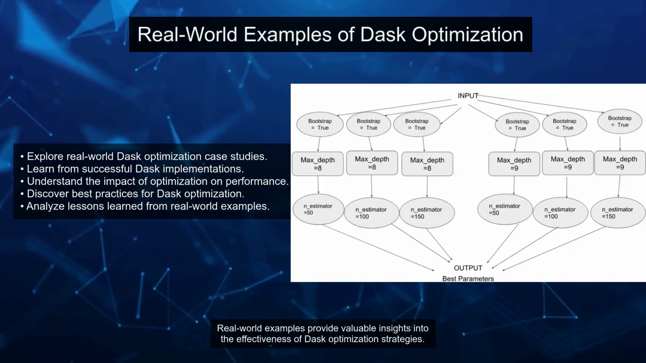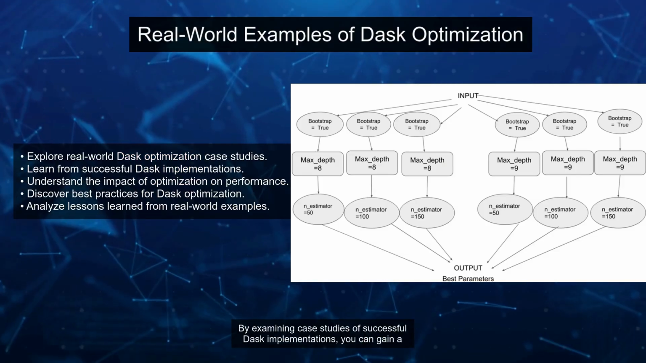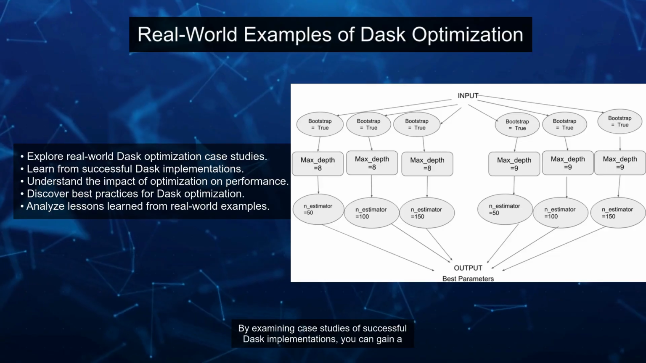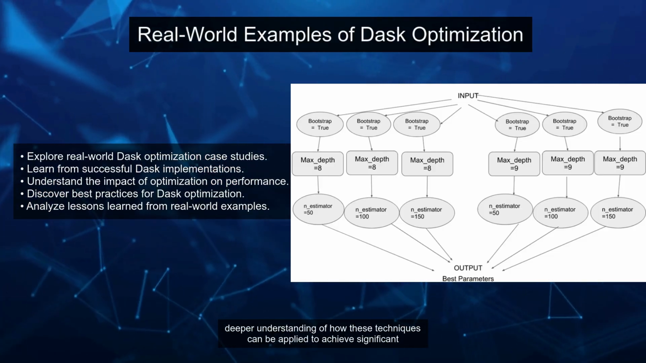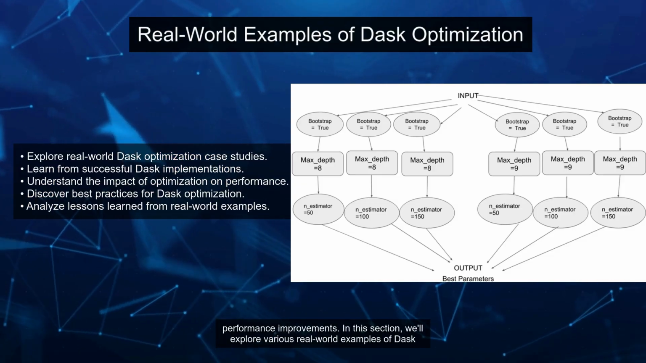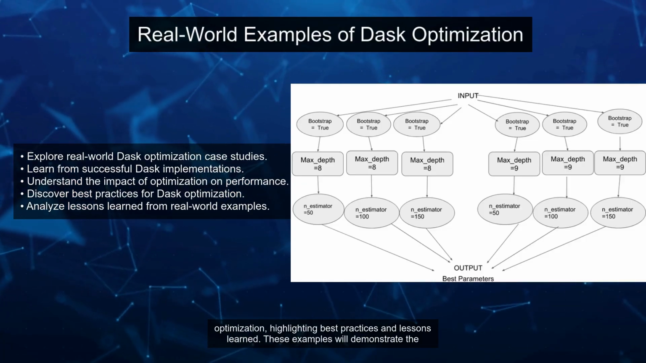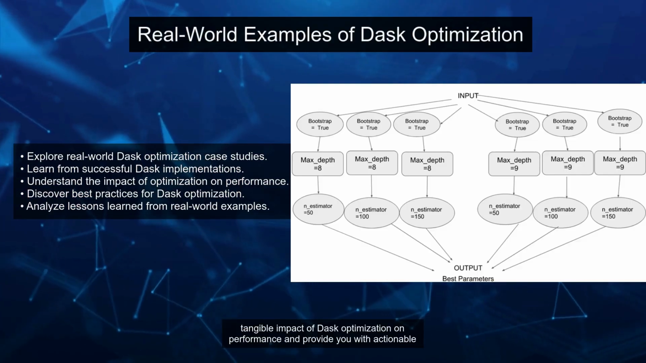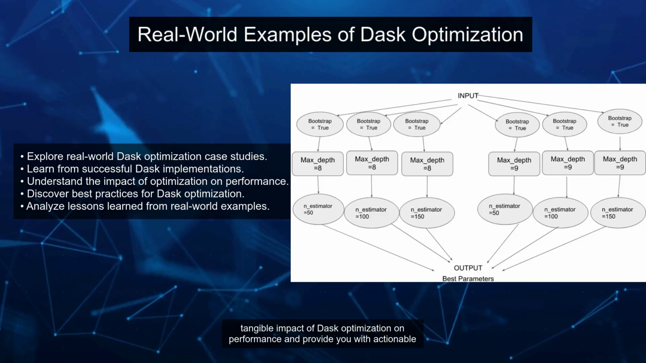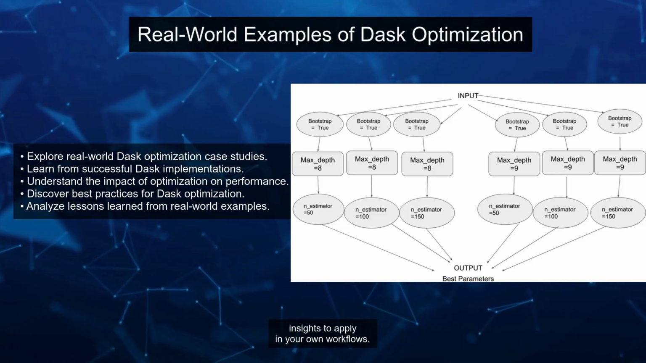By mastering these techniques, you can harness the full potential of distributed computing in your Dask workflows. Real-world examples provide valuable insights into the effectiveness of Dask optimization strategies. By examining case studies of successful Dask implementations, you can gain a deeper understanding of how these techniques can be applied to achieve significant performance improvements. In this section, we'll explore various real-world examples of Dask optimization, highlighting best practices and lessons learned. These examples will demonstrate the tangible impact of Dask optimization on performance and provide you with actionable insights to apply in your own workflows.